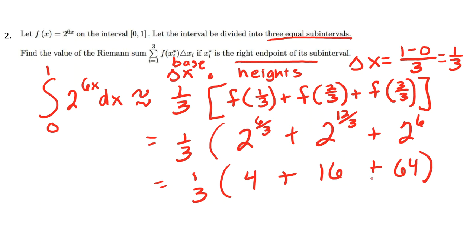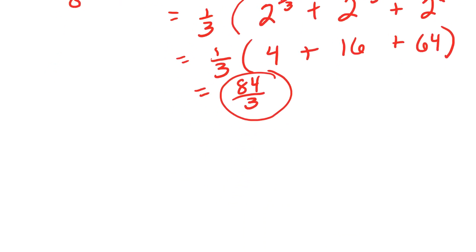So 16 and 64 add up to 80, and then we'll have an 84. So I think 84/3 should be our approximation of the area under that curve. All right, and our next question, let me pause and find it.